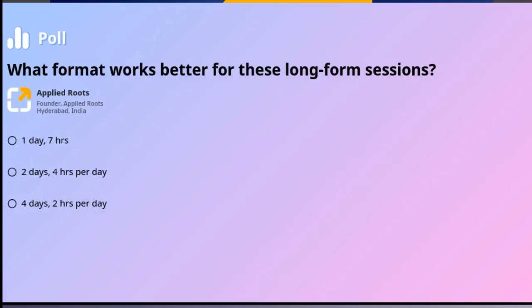Session 4, create a poll. 1 day, 7 hours, or 2 days, 4 hours per day, or 4 days, 2 hours per day. I think that's all I had. So save draft and I'm just publishing it. Just give me a second. I'll show it to you on stage. All the numbers are changing.